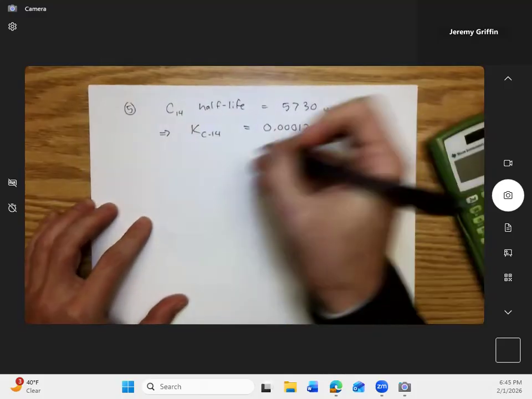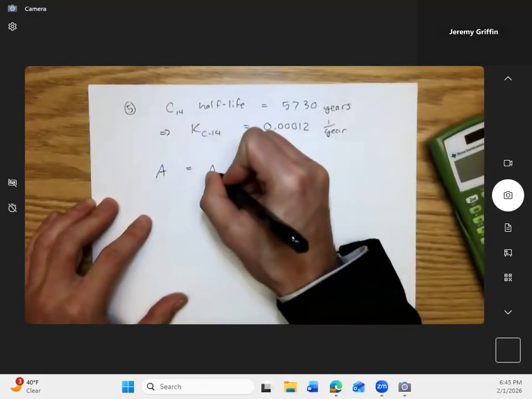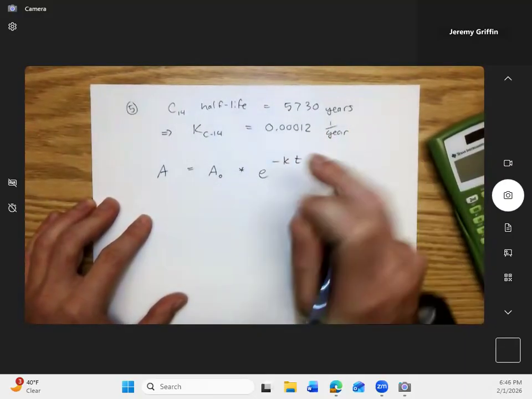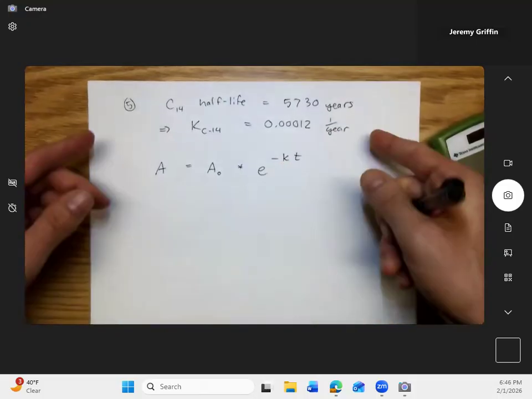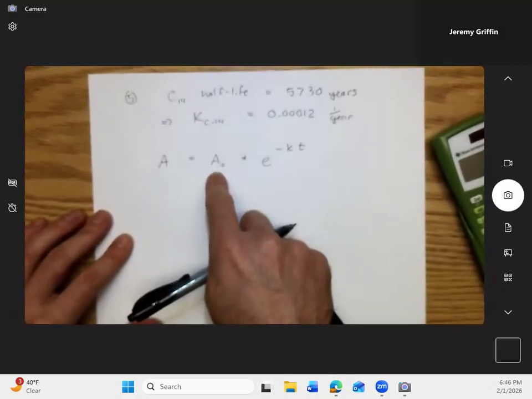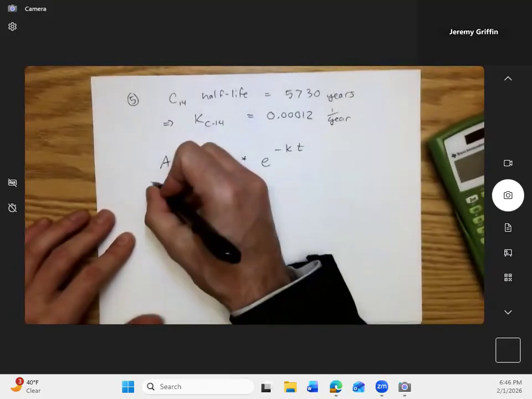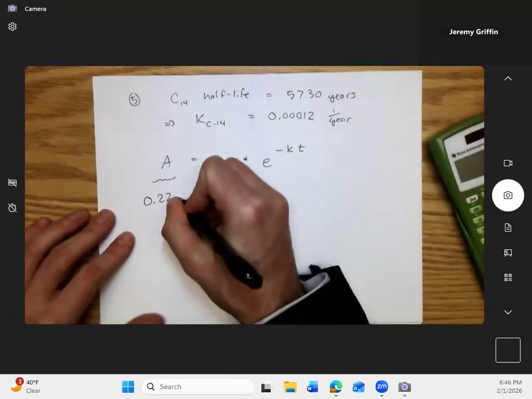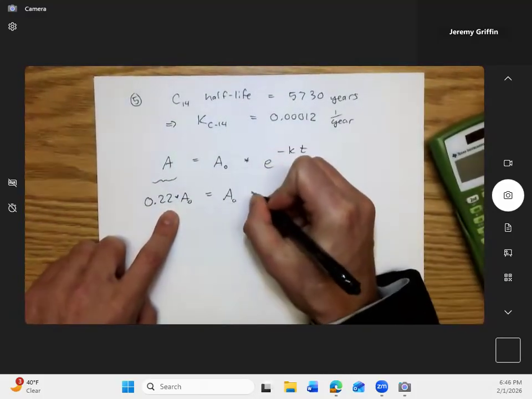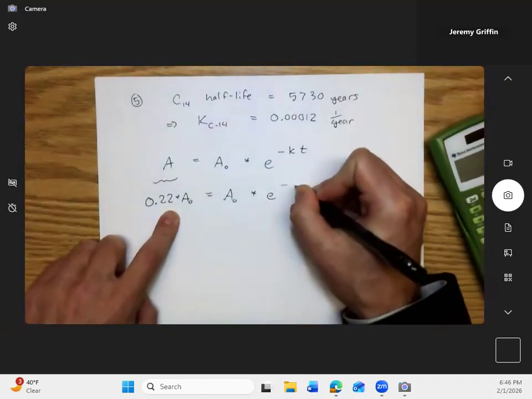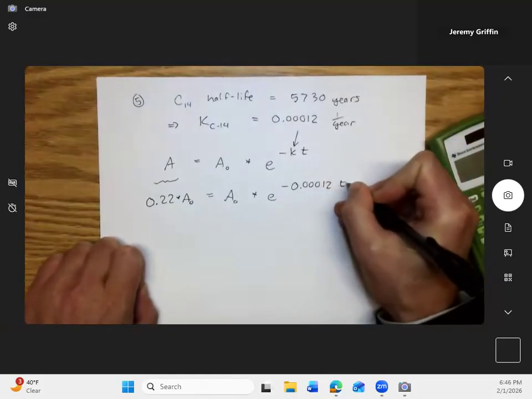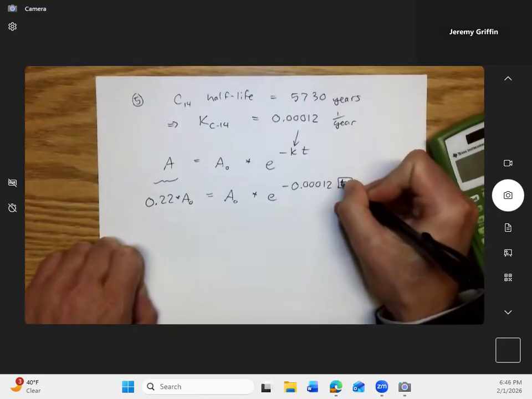And that would fit into the equation A equals A naught times e to the negative kt, including the negative there as it's decay. So now we're down to 22%. Regardless of what A naught is, the original amount, I know that this final A right here is 0.22 times that A naught. That's what 22% of the original is. So 0.22 A naught equals A naught e to the negative 0.00012 t. And t is going to be in years. So how many years old is this artifact?